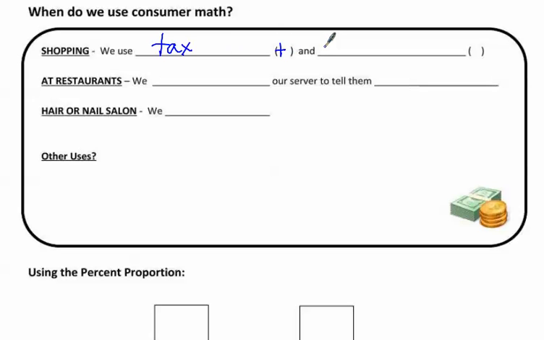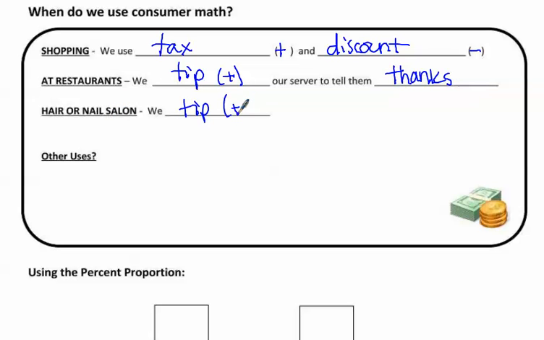which is a positive, or you add, and discount, where you subtract from your total price. And at restaurants, we use tip, which adds to your price. We tip our server to tell them thanks. At a hair or nail salon, we also tip, which adds to our price, to also tell them thanks.